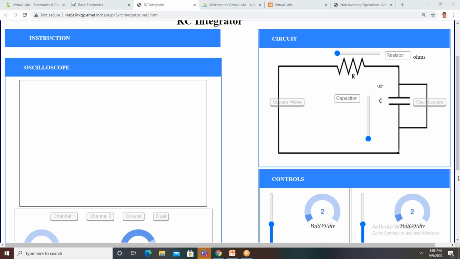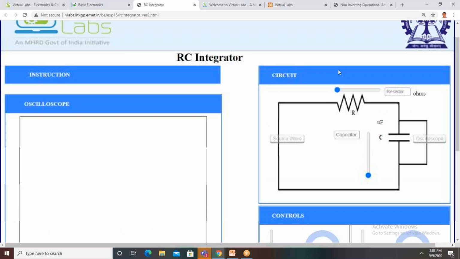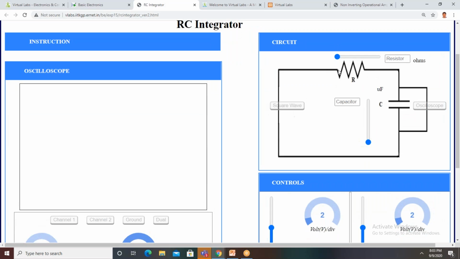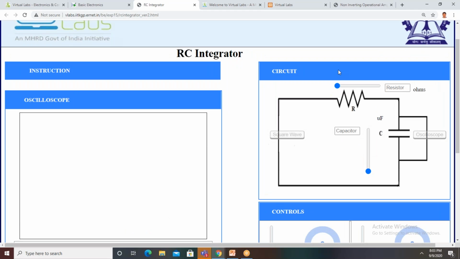So low pass: series resistance, shunt capacitor. If you interchange these two, it becomes a high pass filter, high pass circuit. RC high pass or RC low pass circuit. So the RC low pass circuit acts as an integrator. What is the expression for the integrator? The output is the integral of the input signal multiplied by some time constant. Okay. So this is the RC integrator.